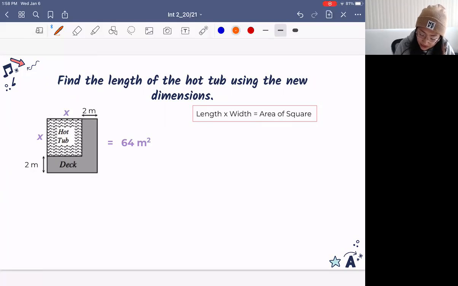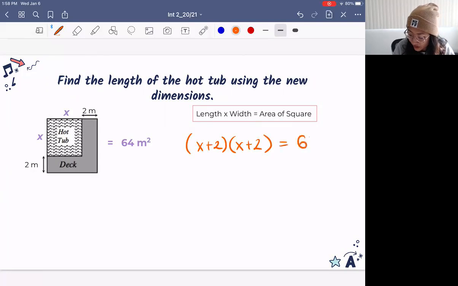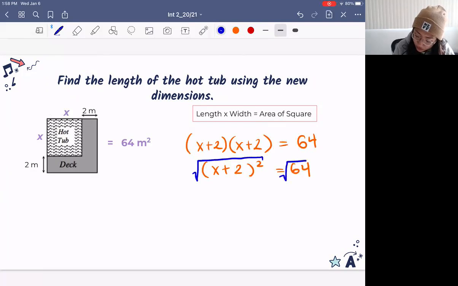So just a quick explanation. We have x plus 2 on both sides as the length and the width, and the area of this square is 64, which could be written as x plus 2 squared equals 64. And then my goal is to get x by itself. And this one just says find the length of the hot tub. So find both the dimensions of the hot tub. And square root both sides.